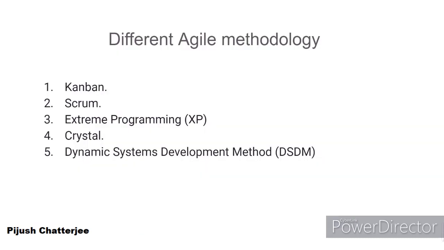Now let's check out how many different Agile methods are currently around in the market. I will just name the first few that are very important right now: Kanban, Scrum, and Extreme Programming. There are also Crystal and DSDM, which is Dynamic System Development Method. Those are all different types of Agile methodology.